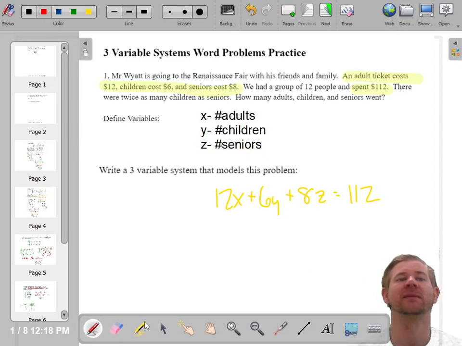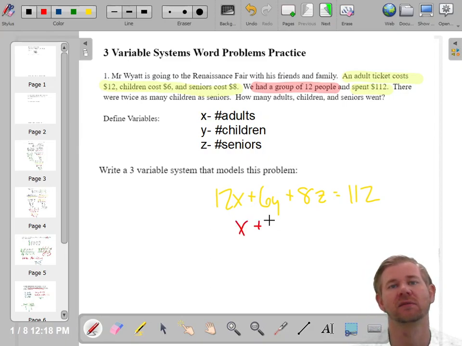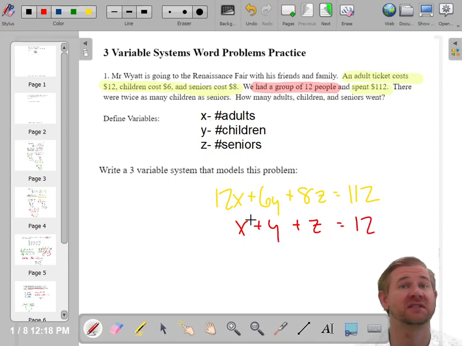The second equation I'm going to do is there is a group of 12 people. It does not matter if they are adults or children or seniors. There are 12 people. X plus Y plus Z equals 12. It could be 10 adults, 1 child, 1 senior. 10 plus 1 plus 1 makes 12. It could be 9 adults, 2 children, 1 senior. 9 plus 2 plus 1 is 12. Any combination that gives you 12 works.